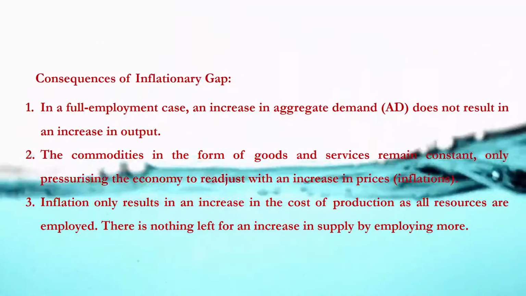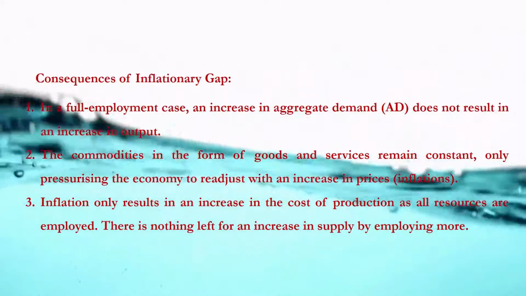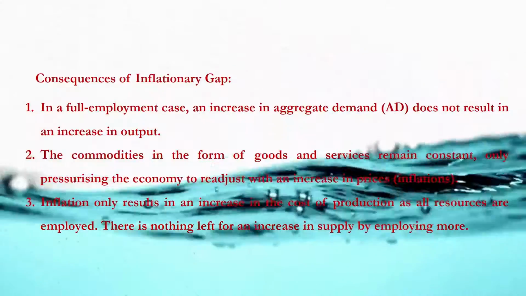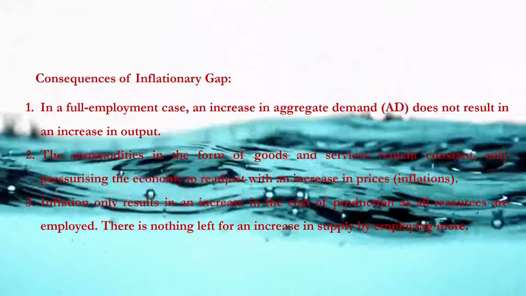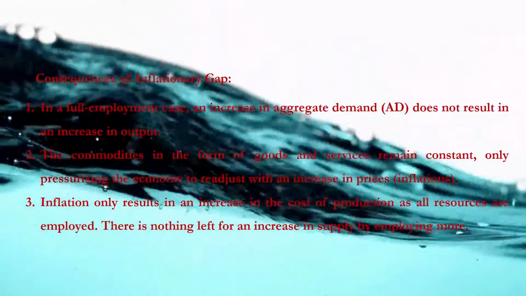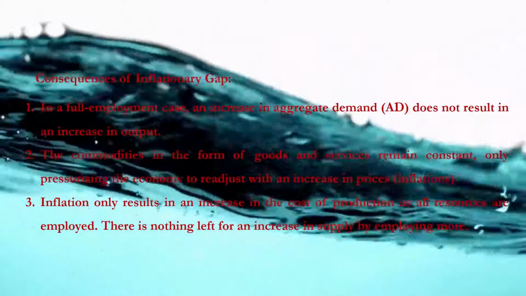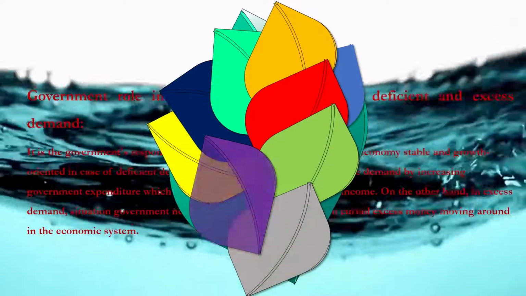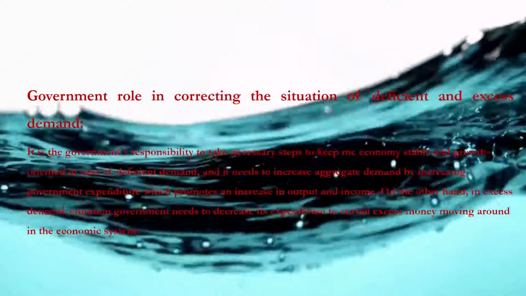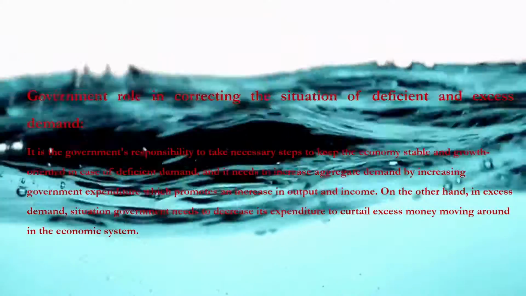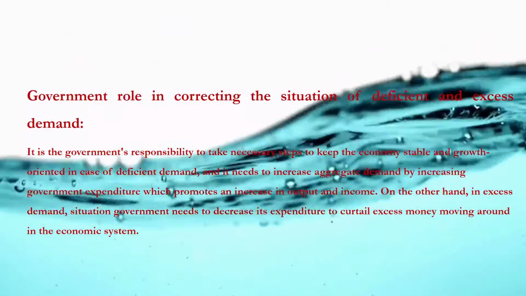Now understand the consequences of the inflationary gap. 1. In a full employment case, an increase in aggregate demand does not result in an increase in output. 2. The commodities in the form of goods and services remain constant, only pressurizing the economy to readjust with an increase in prices. 3. Inflation only results in an increase in the cost of production as all resources are employed. There is nothing left for an increase in supply by employing more.